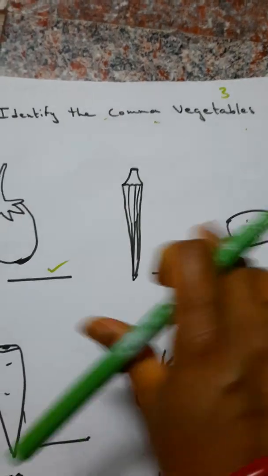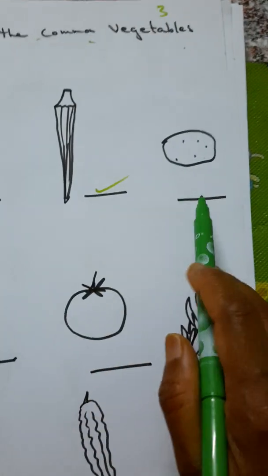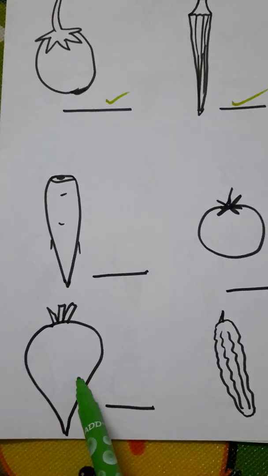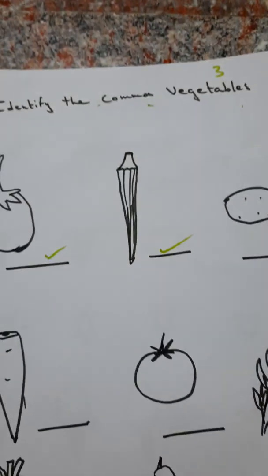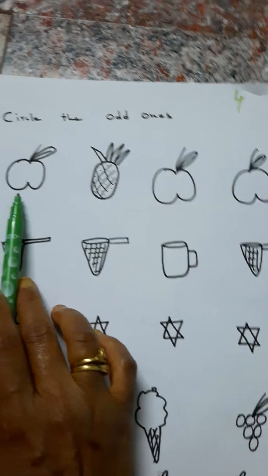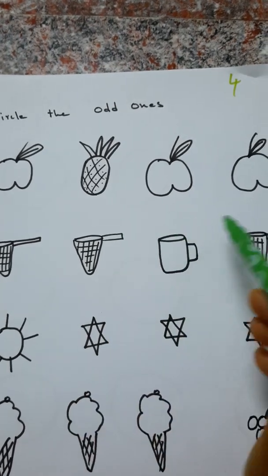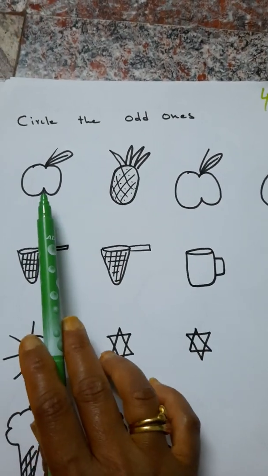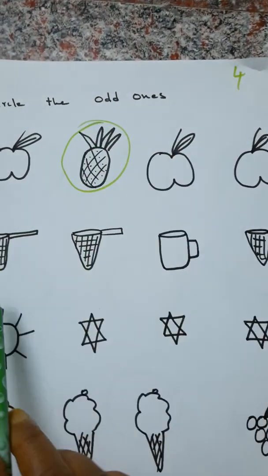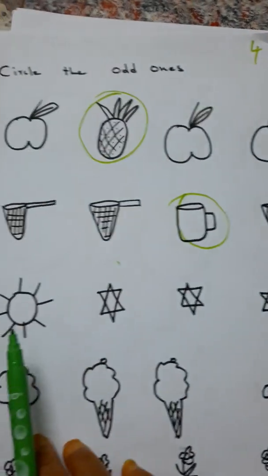Then the third worksheet is identify the common vegetables: brinjal, lady's finger, potato, carrot, tomato, greens, beetroot, bitter gourd, etc. Then circle the odd ones. Ask the child to look at the pictures in each row and circle which is odd. So apple, pineapple, apple, apple, which is odd or different? This one. Net, net, mug, net. So net, like this.